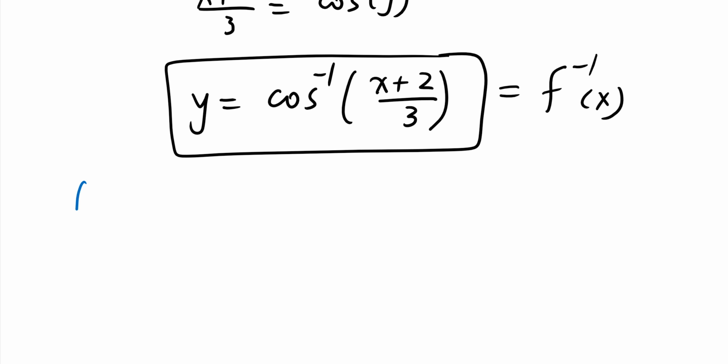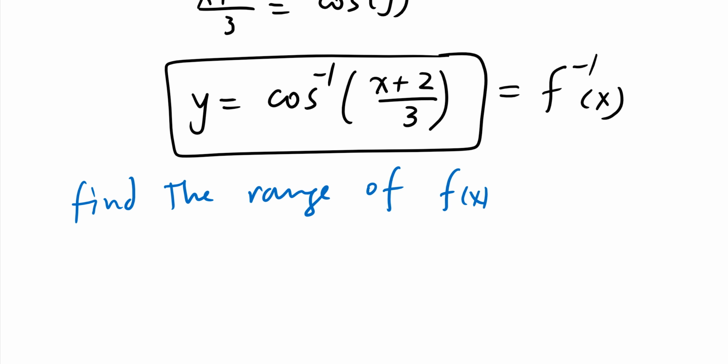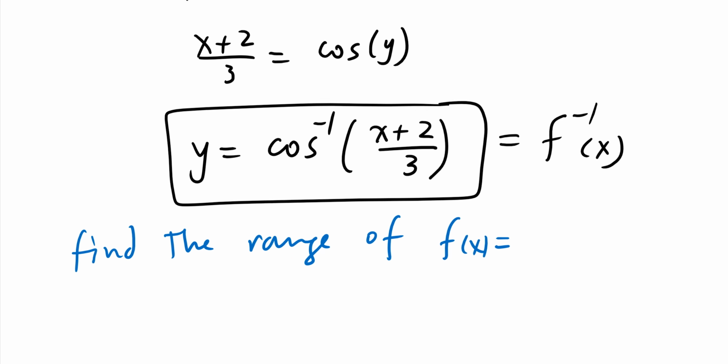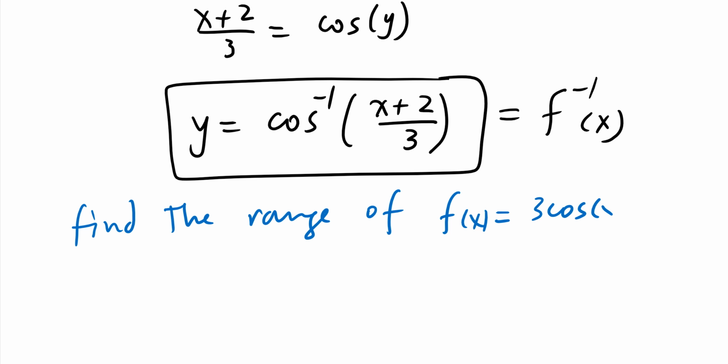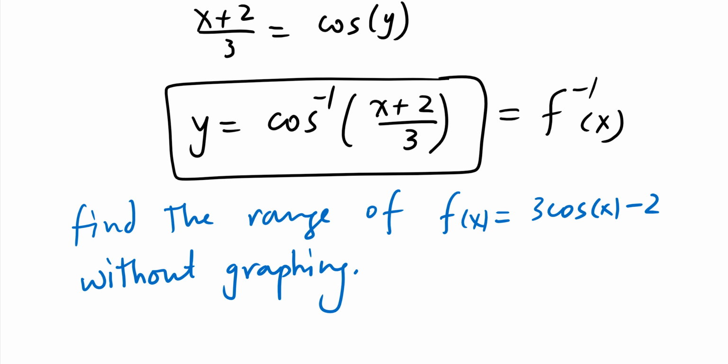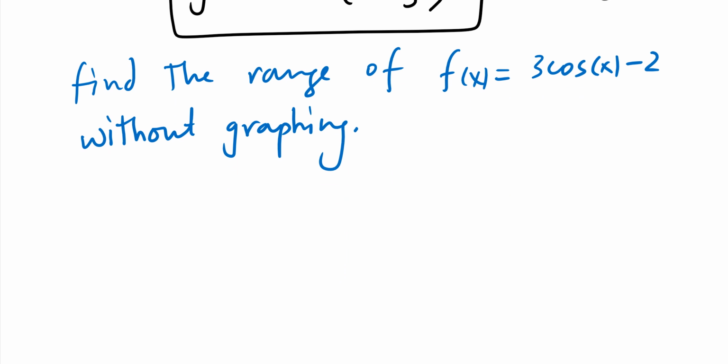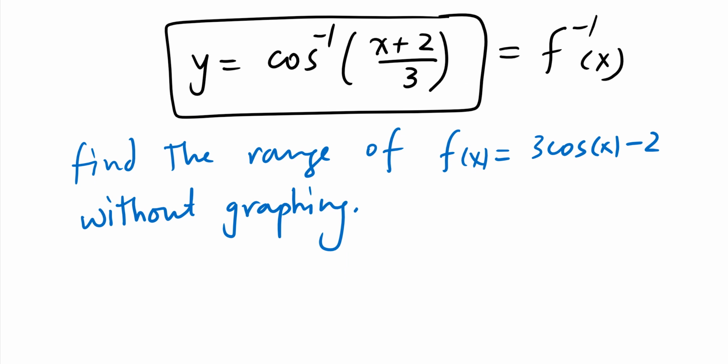For the same one, find the range of f. What was the function? 3 cosine x minus 2. Without graphing, let me write it down. We can't graph, so what do we do in this case? How do you find the range without graphing? We need to find where the y value changes, from where to where.